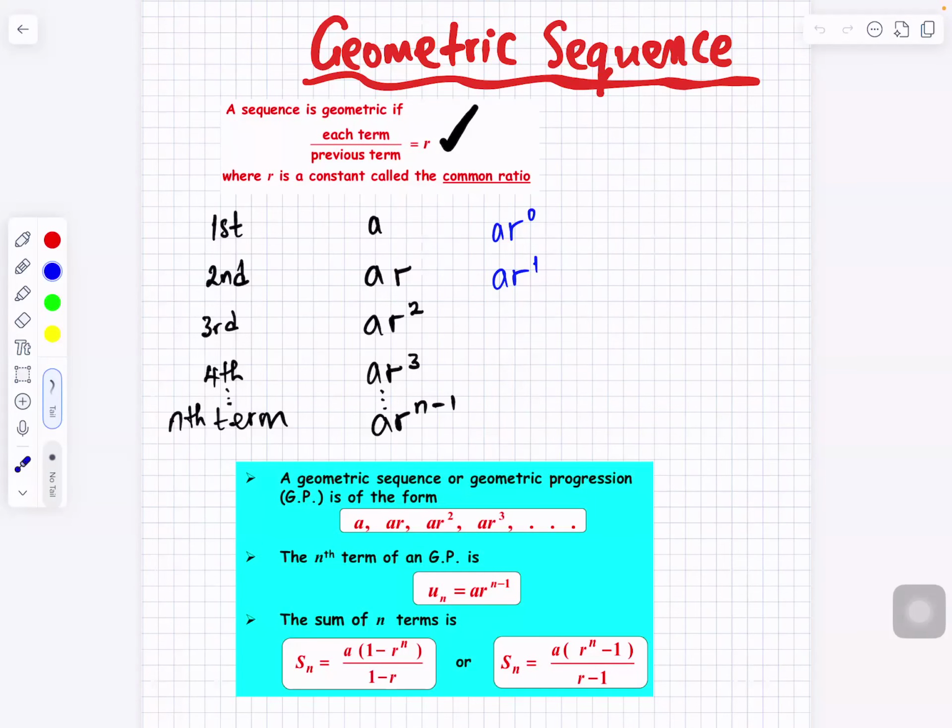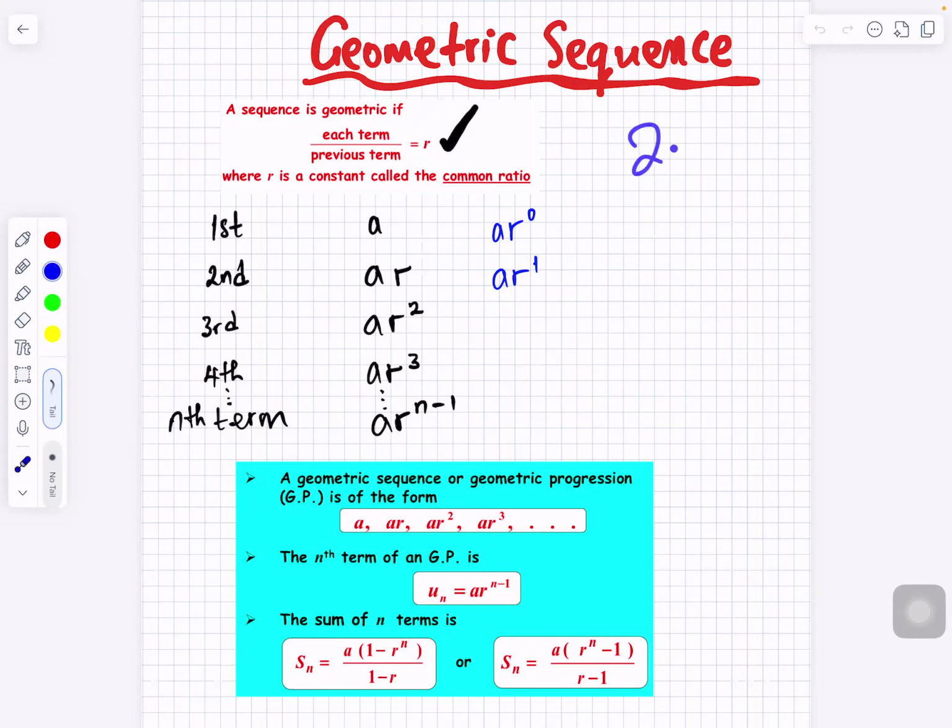So for geometric sequence, geometric means to go from one number to the next, you are multiplying. Or to go from one number to the next, you can divide. That's geometric. So the common ratio is a term divided by the previous term.